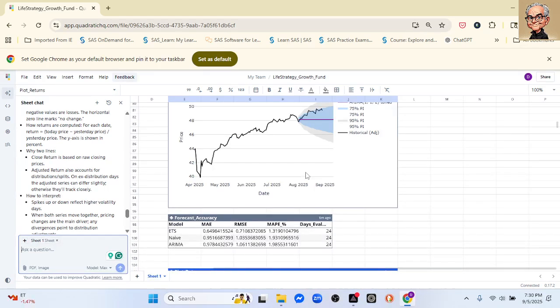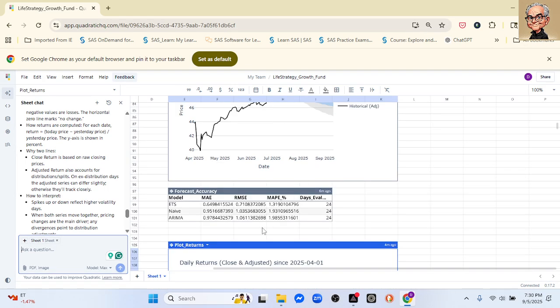So then I asked, which model is the most accurate? Well, it says ETS is, because all three numbers are lower than the other two models. Although naive is number two. Now, what you always hear about the naive is that if your more advanced models are not more accurate than the naive model, then you're probably using the wrong model.